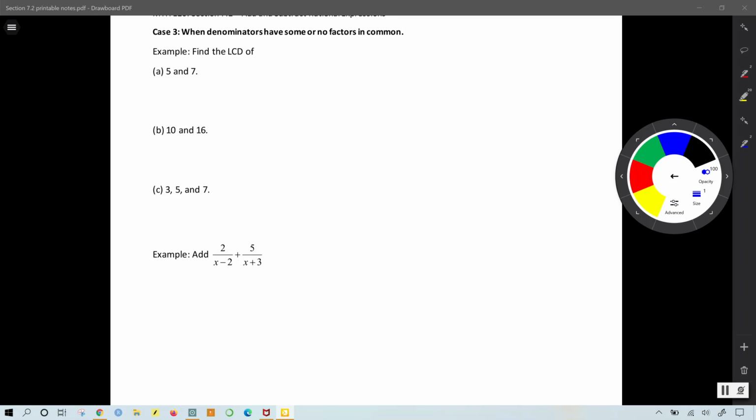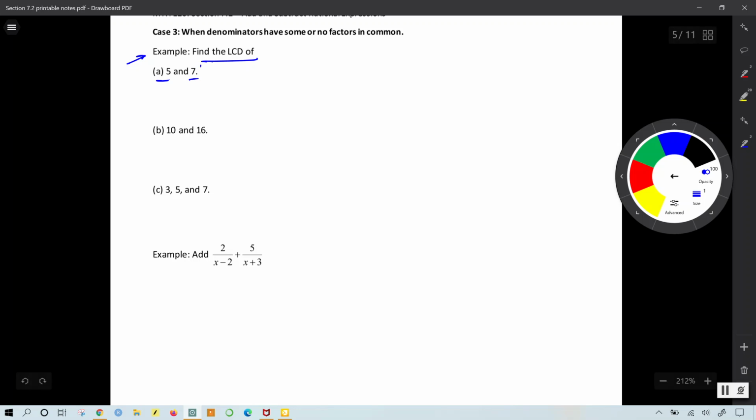Now we move on to other examples. To motivate these other examples, that is the case of rational expressions where the denominators might have some or no factors in common, we would like to remind ourselves of how to find the LCD of 5 and 7. Take note that these two numbers are not the same numbers, and 5 does not divide into 7. So how would we find the common or the least common denominator of 5 and 7?